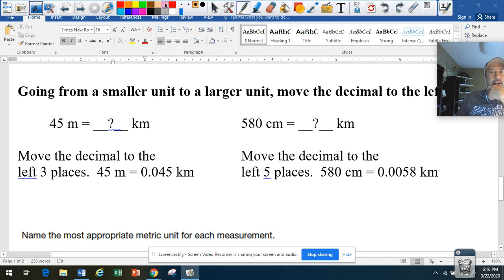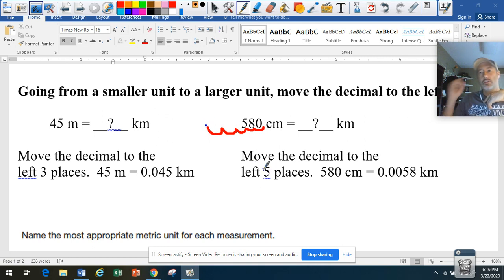So let's put this back in here in red. Okay, so the decimal here is on 580. So we're going to move it 5 places. 1, 2, 3, 4, 5. And the new decimal is going to go right here. We'll put our little dot right there.